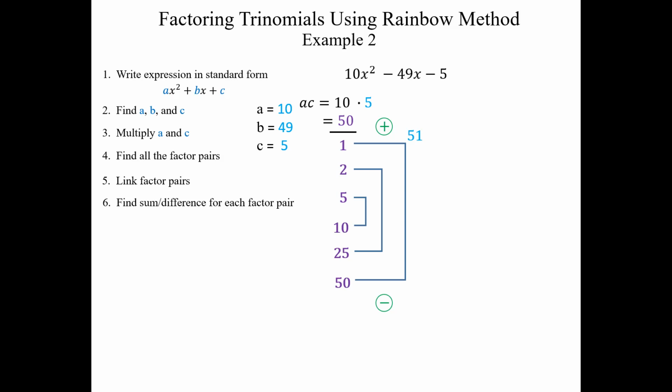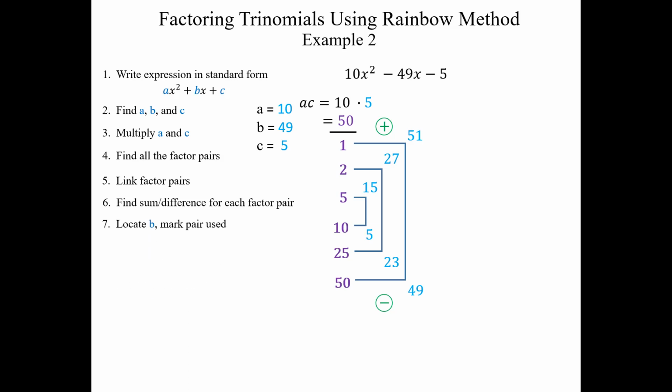So now 1 and 50 summed is 51, that's the top, and the difference between 1 and 50 is 49. For the next pair, 2 and 25 summed to 27, and the difference between 25 and 2 is 23. For our next pair, 5 and 10, the sum is going to be 15, and the difference will be 5.